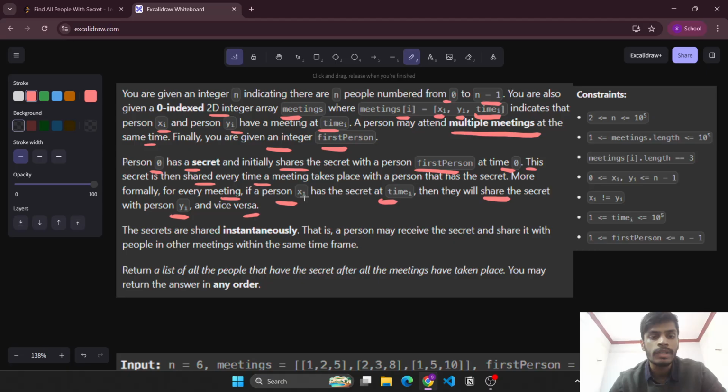Now also we are sure that the secrets are shared instantaneously, because a person can attend multiple meetings at a time. So suppose we share the secret from xi to yi, and then yi has a meeting with zi at the same time. So yi will be able to share the secret with zi at the same time. So a person may receive the secret and share it with other people in other meetings within the same time frame. For example here, yi received from xi and then shared it with zi at the same time. Now in the end we need to return a list of all the people that have the secret after all the meetings have been completed, and we can return the answer in any order.